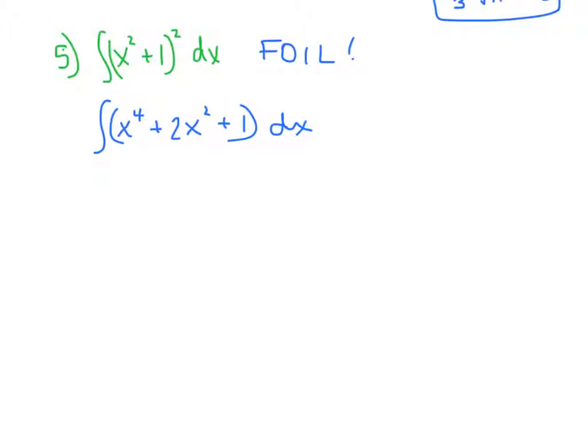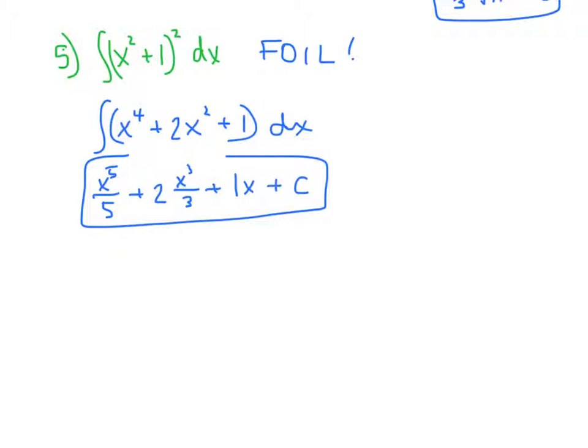So the integral of x to the 4th would be x to the 5th over 5 plus 2 times the integral of x squared, which is x to the 3rd over 3, plus, okay, the integral of 1, we're going to go back to our very first rule because 1 is a constant. So remember when we did the integral of a constant, we keep the constant and then we have x, and then plus c. So that is our answer for our integral there.